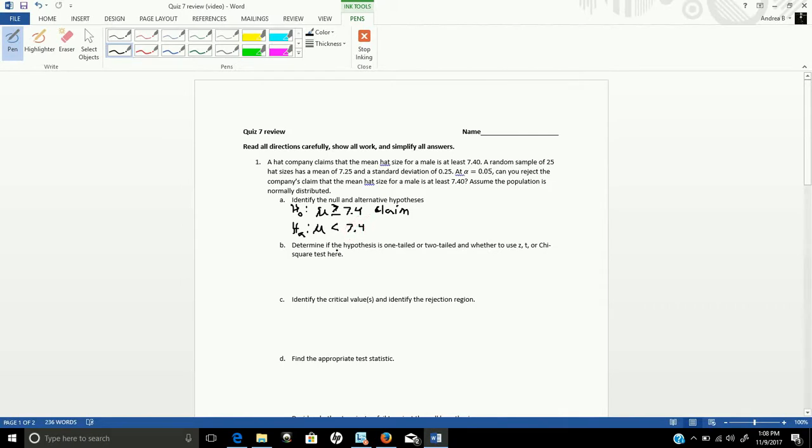So that's always the first step, and then the next step you need to decide what type of test you're dealing with, and then whether to use Z, T, or the chi-squared test here. So first of all, the type of test here, it would be one tail. In fact, it would be a left tail test. We know that it is a left tail because the alternative statement is a less than.